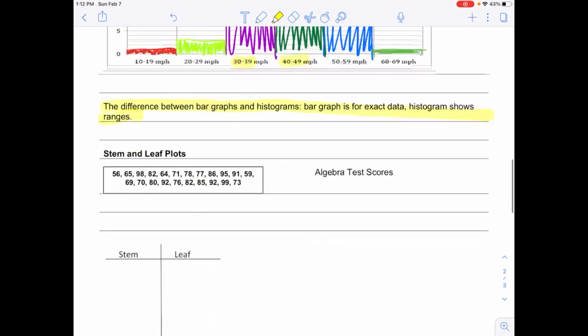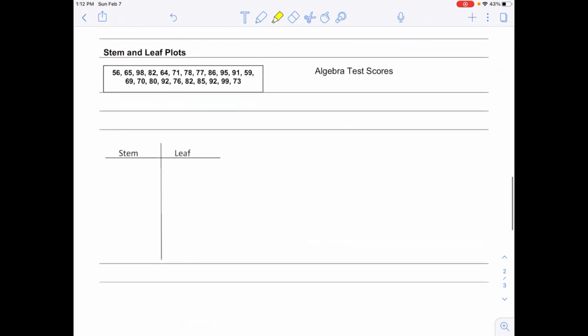So the second type of graph we want to be able to make is a stem and leaf plot. So for the stem and leaf plot, we have a bunch of numbers, 56, 65, 98, and so on and so forth. We're going to fill in a stem and leaf plot. A stem and leaf plot is made by using the last digit as the leaf and the rest as the stem. So let's look, for example, at the number 56. My stem is the 5, and my leaf is the 6.